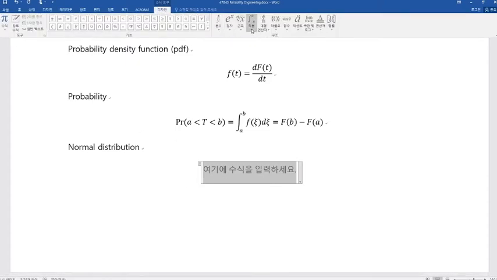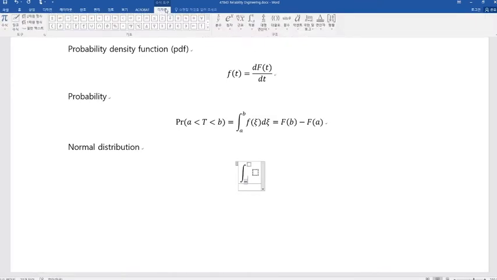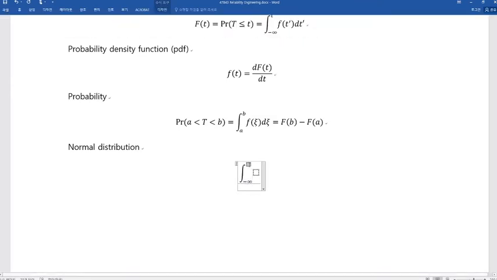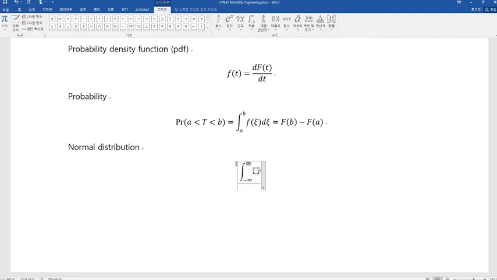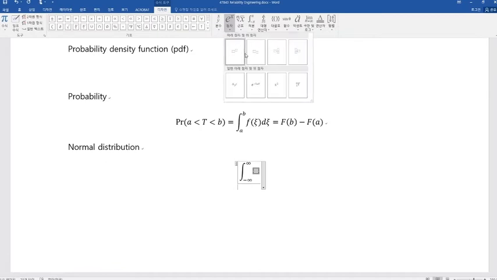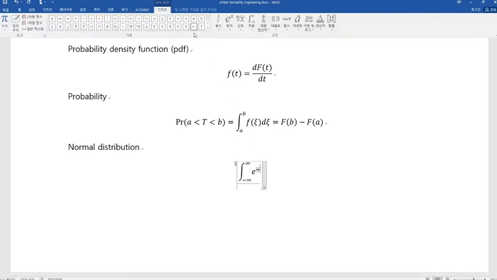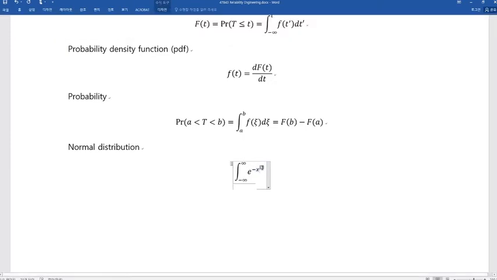So, the integration from minus infinity to plus infinity of the exponential function of minus x squared, dx. I think you have not seen this type of function many times.